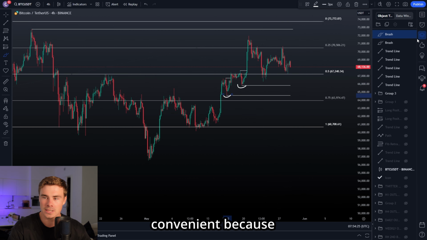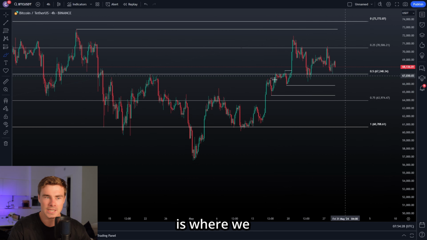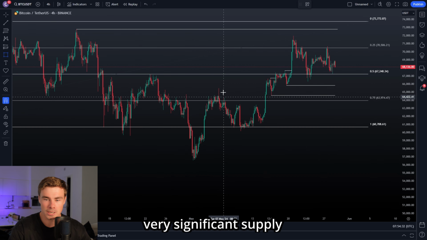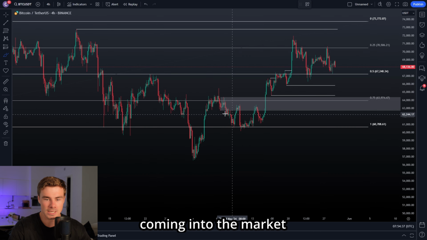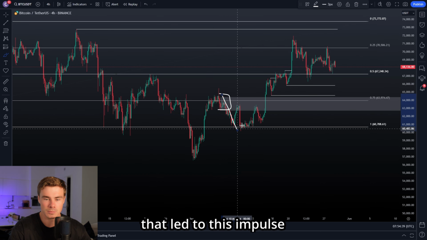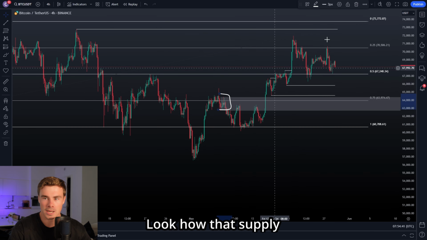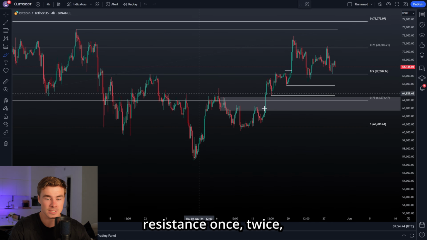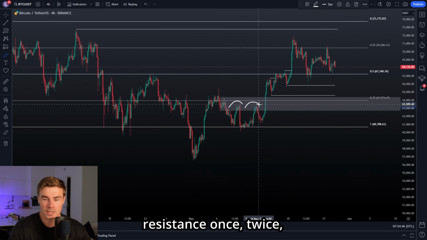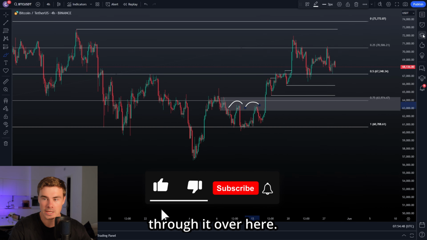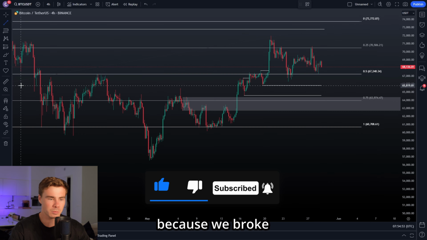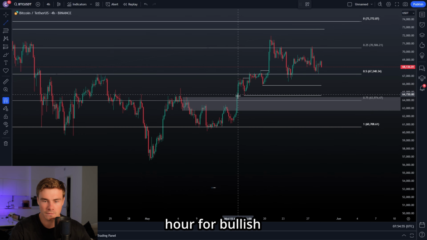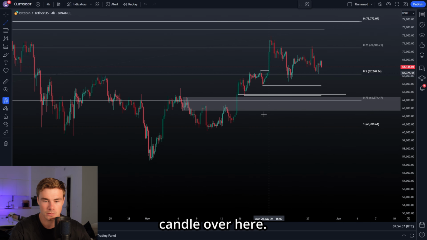And that is pretty convenient because beneath these two lows is where we have a previous very significant supply area resting over here. This is where supply was coming into the market that led to this impulse to the downside. Look how that supply held up the price as resistance once, twice, and then we broke through it over here. And the way that we broke through that supply is very, very interesting because we broke through it with a big hour 4 bullish displacement candle over here.